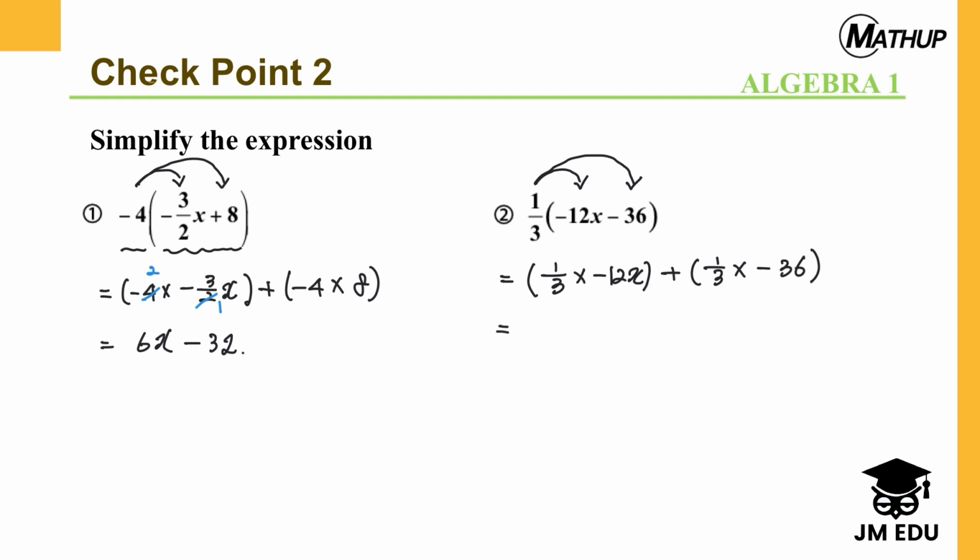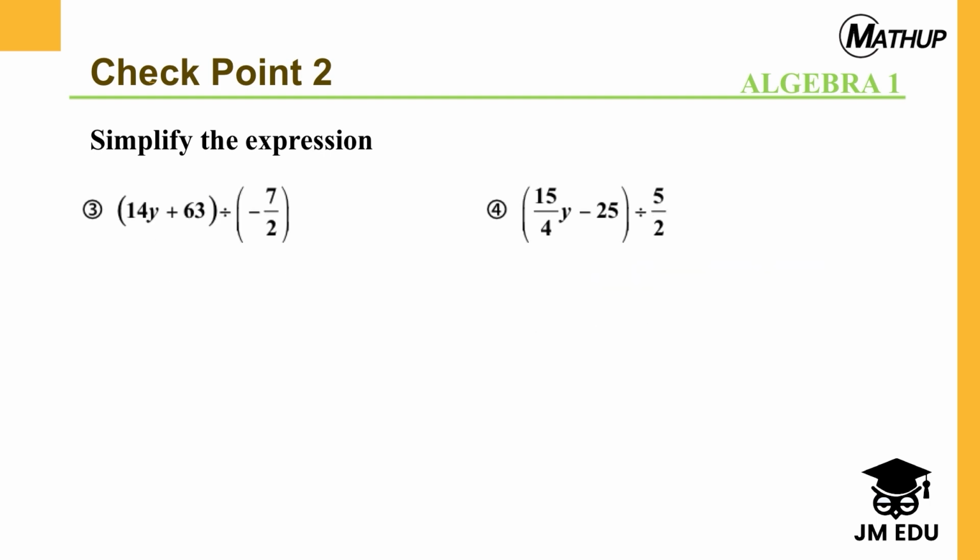So 3 times 1 is 3, 3 times 4 is 12. 3 times 1, 3 times 12 here, right? So 1 times negative 4x, that's negative 4x plus, but we have negative here, right? So 1 times negative 12, that's minus 12.